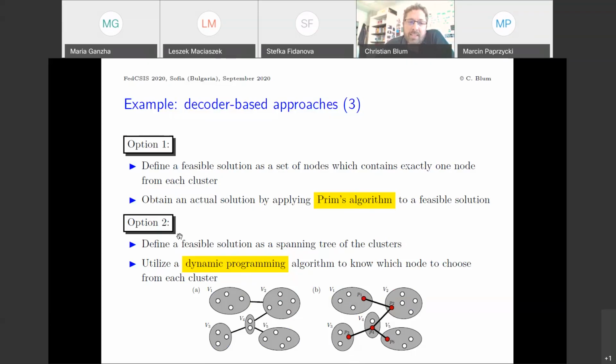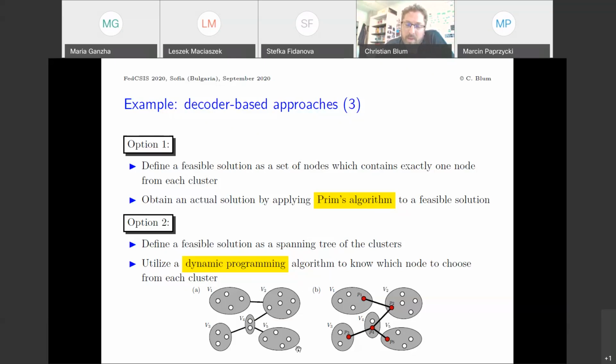They also defined a second option. Define a feasible solution as a spanning tree of the clusters. So I can look at the higher level graph where I have 5 nodes. These are the clusters, and solutions are all the spanning trees that I can generate with these 5 clusters.